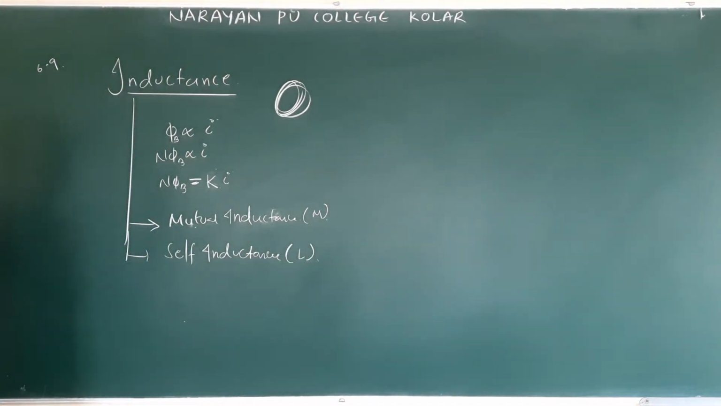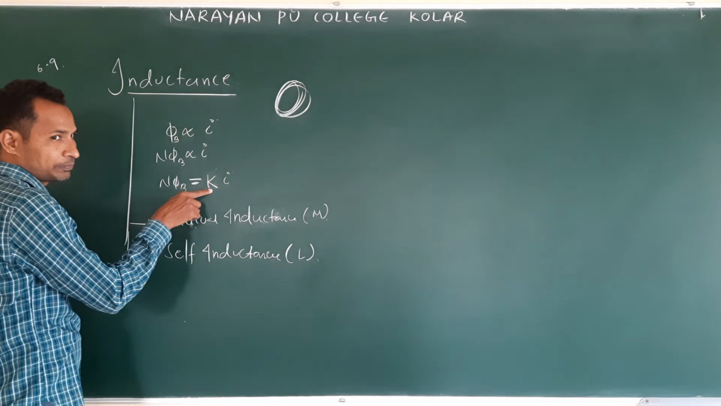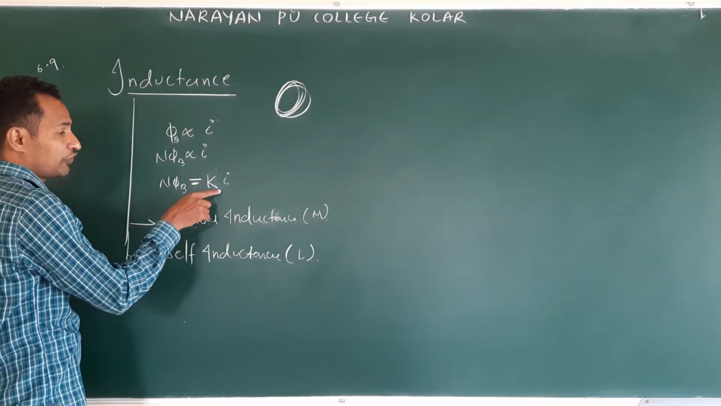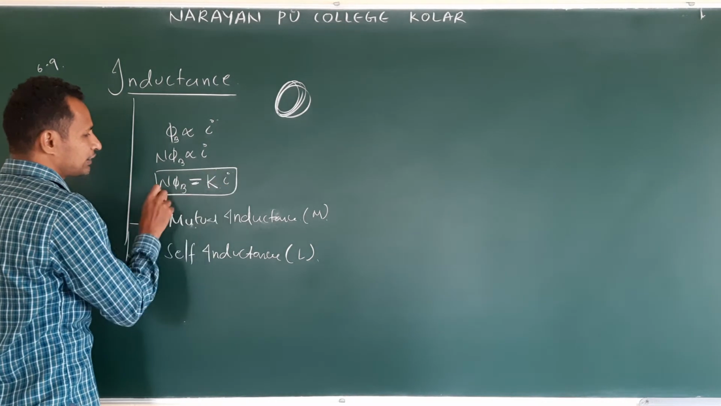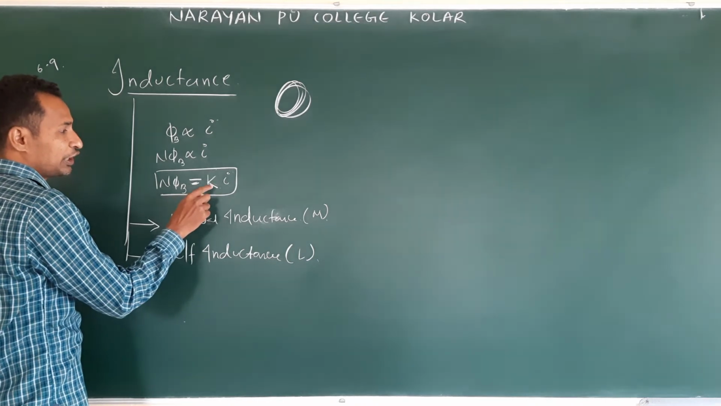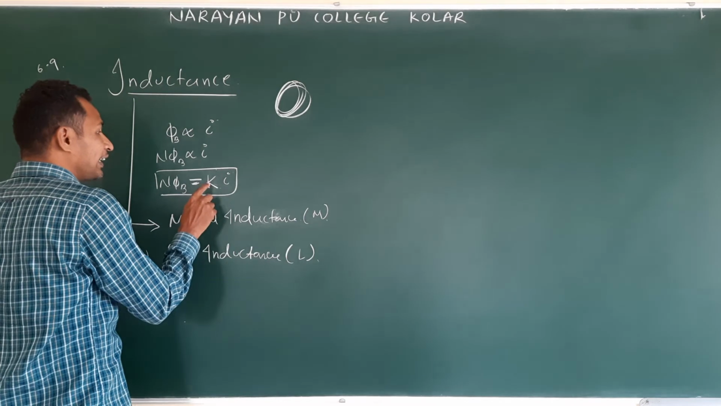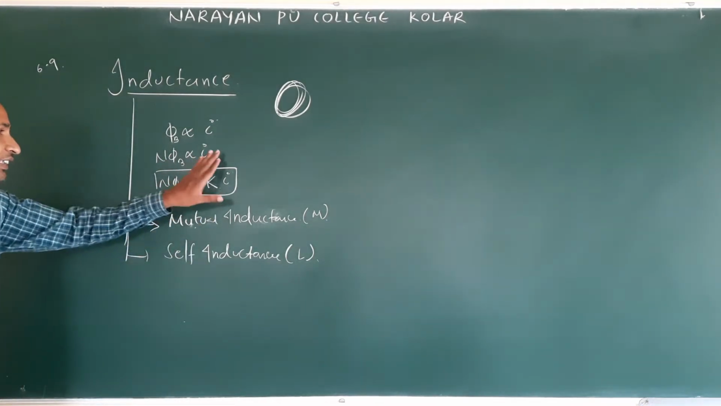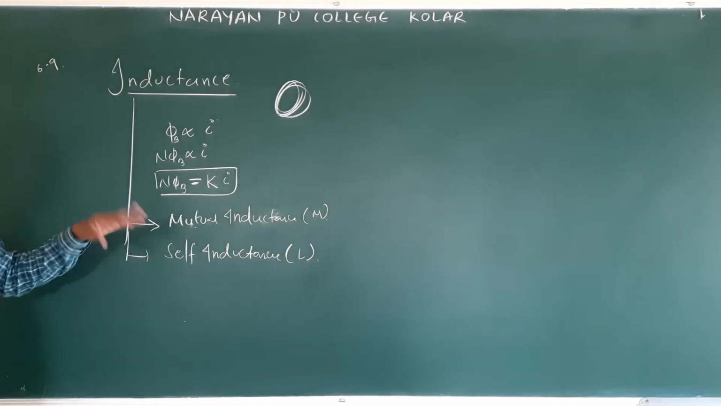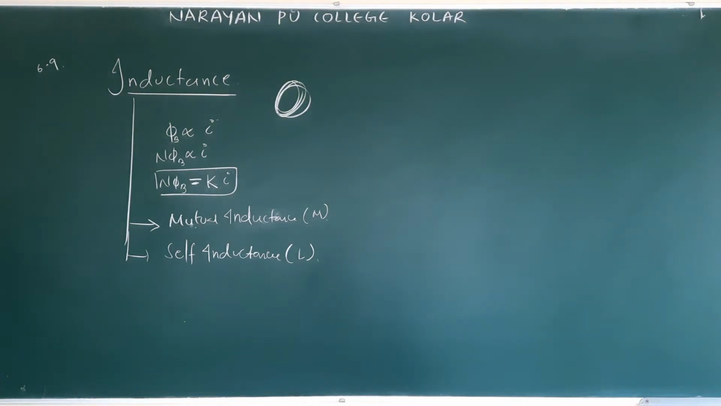When mutual inductance comes, we write M, because we frame this equation for two coils. If we frame the equation for a single coil, we write L. That's why I have written K only; here K is called inductance. We will see the definitions also: what is mutual inductance and what is self-inductance?